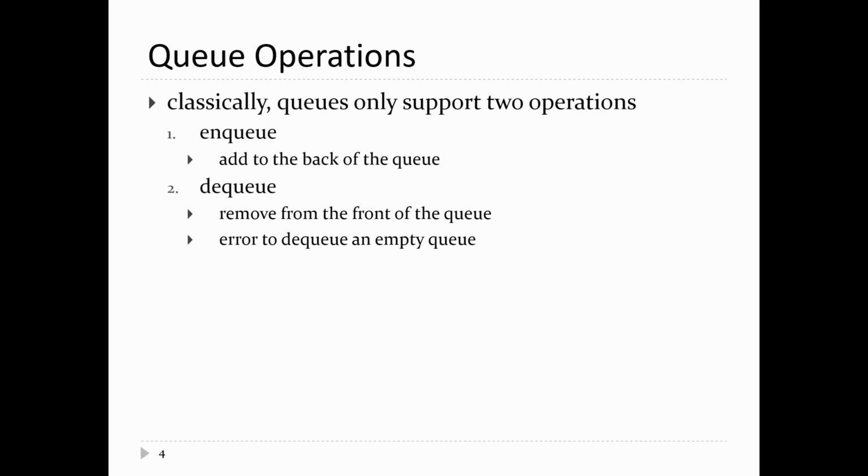Okay, so there's only two operations on a queue. You can add somebody to the queue, so that's called enqueue. You always add at the back. And then you can take somebody out of the queue, and that's called dequeue. You always take the element out at the front. Of course, you can't dequeue an empty queue. That doesn't make any sense.